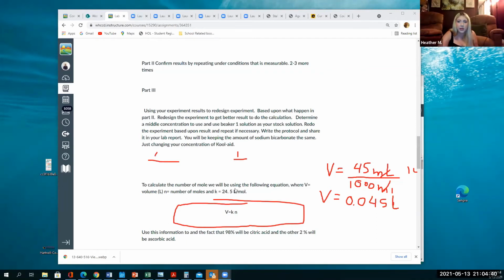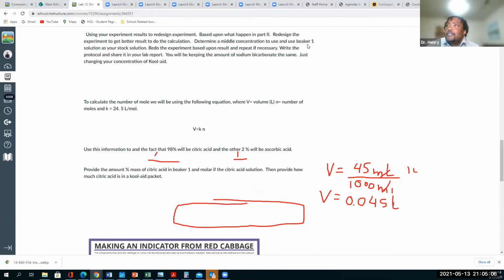Dr. Henry, can you open up your white screen a little bit further? I can't see what you have on the right. Did you write 45 ml over 1000 ml? What's on the right of that? Oh, that's 1 liter. You multiplied it by 1 liter? Yes. So the K is 24.5.